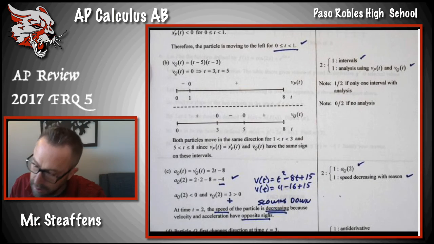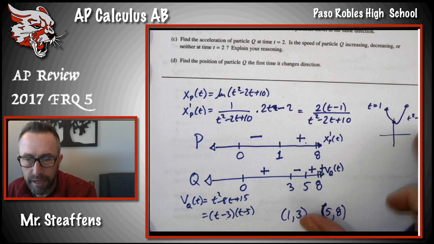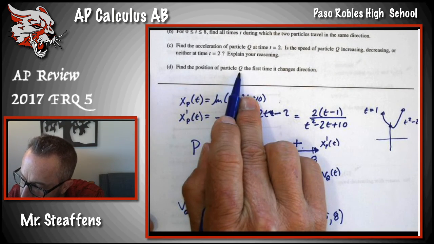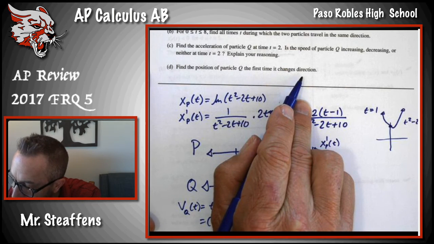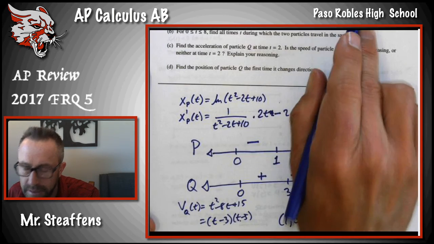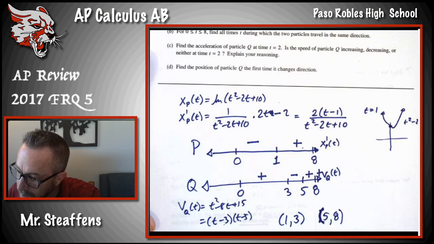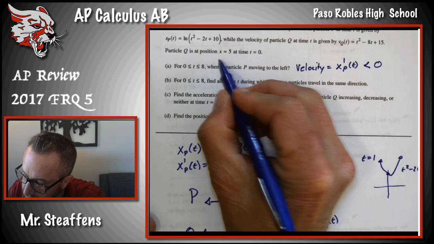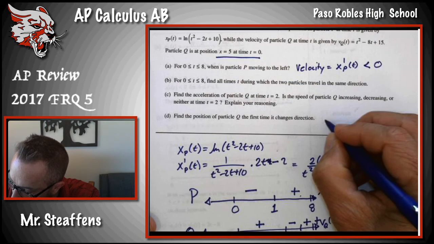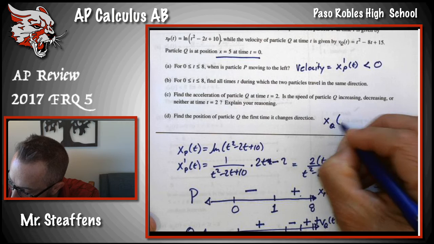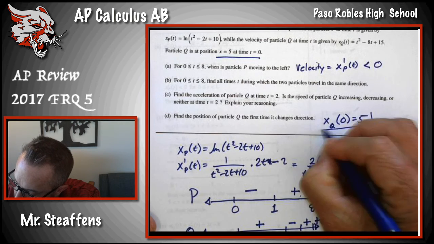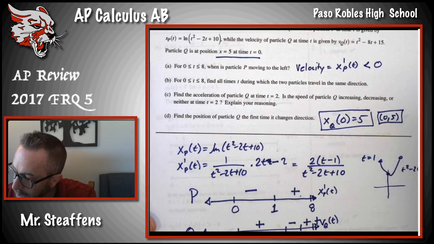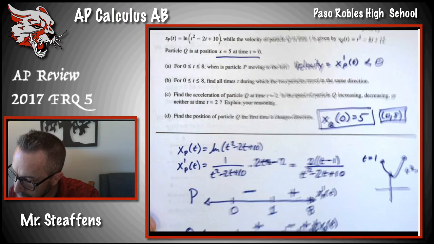All right, last chunk. Here's my integration part. I haven't done it yet. It says find the position of particle Q for the first time it changes direction. So I'm going to have to integrate particle Q, that's my original particle Q, and then plug in my initial value. Remember, it gave me an initial value. It said x of Q of 0 is worth 5. So it actually gave me that point of 0, 5 on my function. So I'm going to integrate that and then plug in 0, 5 to find C.